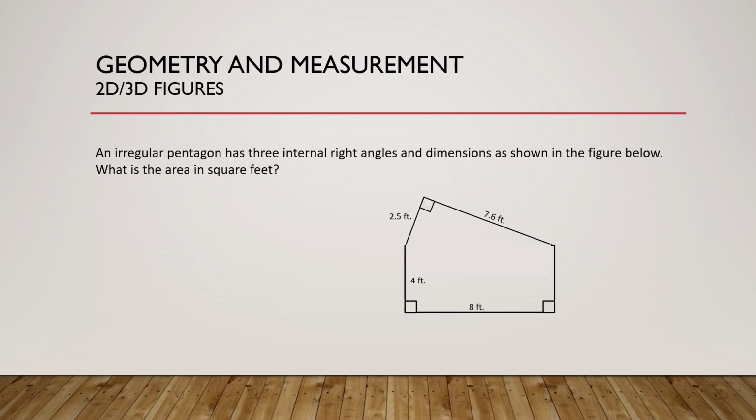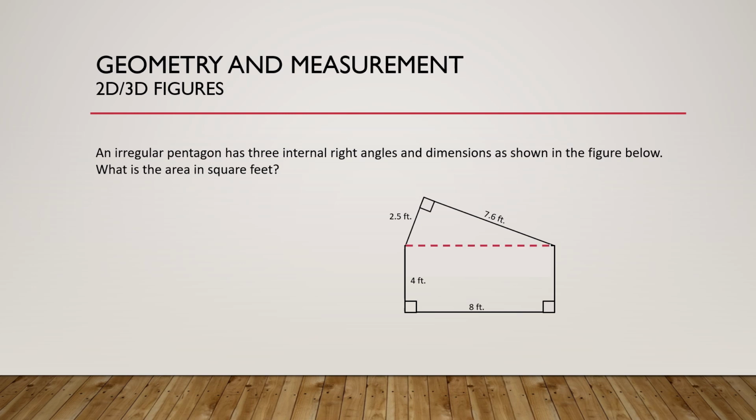An irregular pentagon has 3 internal right angles and dimensions as shown in the figure below. What is the area of the pentagon in square feet? Upon closer examination, we can see that this shape can be broken into 2 different shapes whose areas can be calculated more easily. Here we can see this shape is simply a rectangle connected to a triangle.